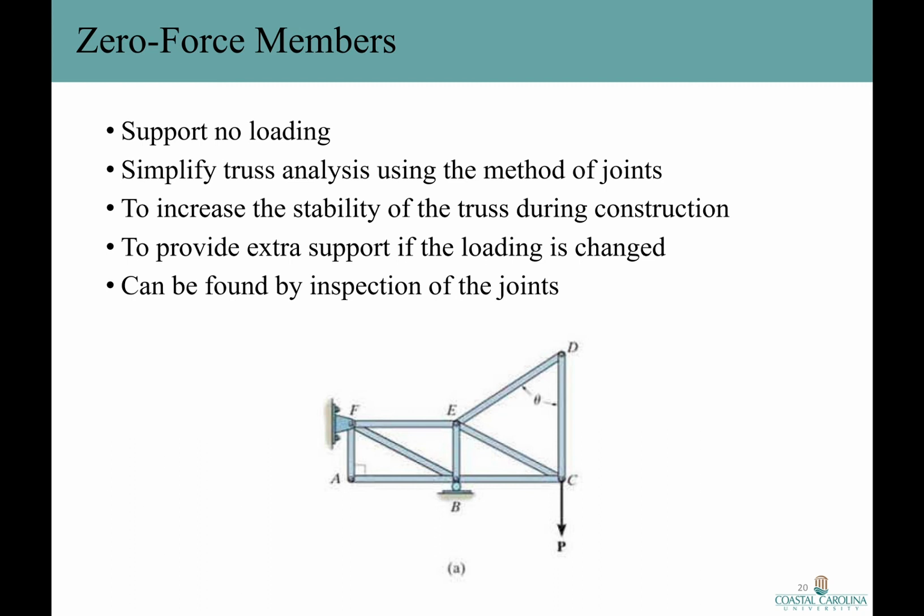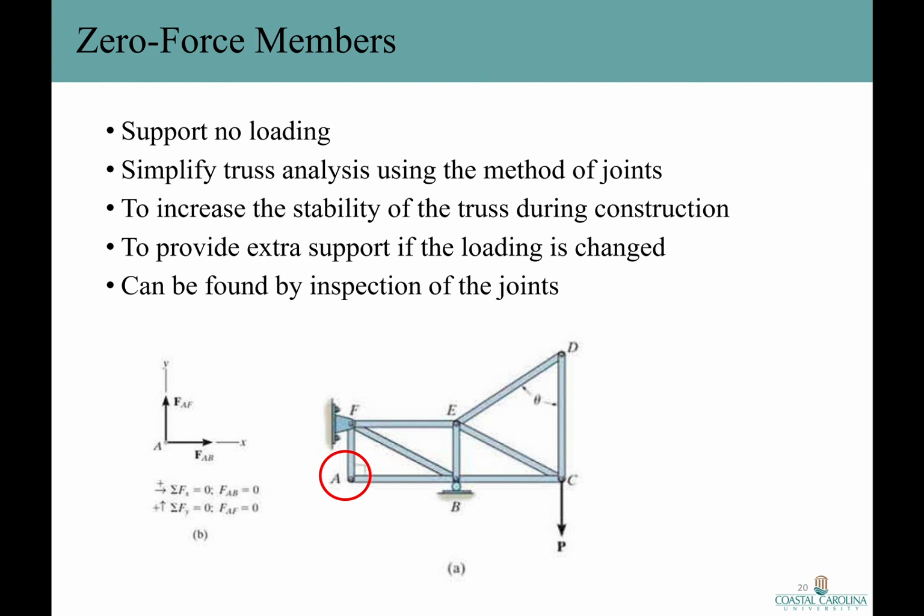The zero force members of a truss can generally be found by inspection of each of those joints. For example, consider this truss. And in this truss, consider joint A. If we draw a free body diagram of joint A, what do we have? We have F sub AF in Y direction and F sub AB in X direction. With writing down the equilibrium equations in both directions, we find out that F sub AF is equal to 0 and F sub AB is equal to 0. So we found out that these two members are zero force members.